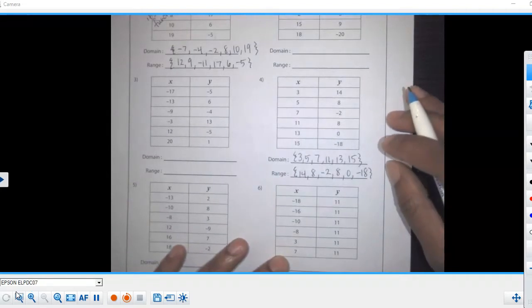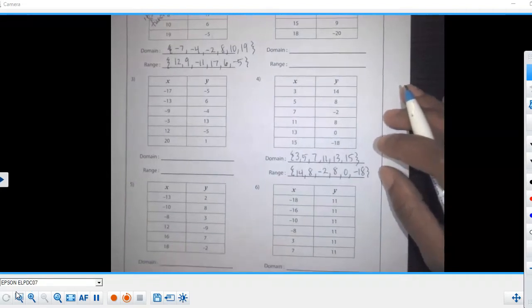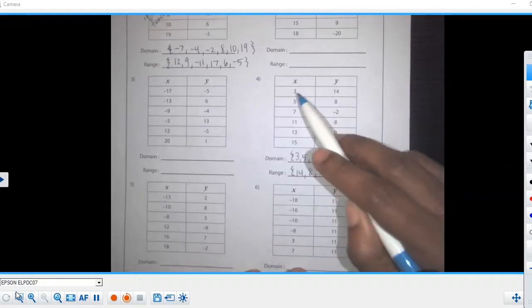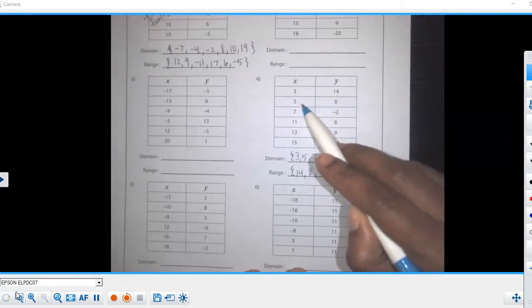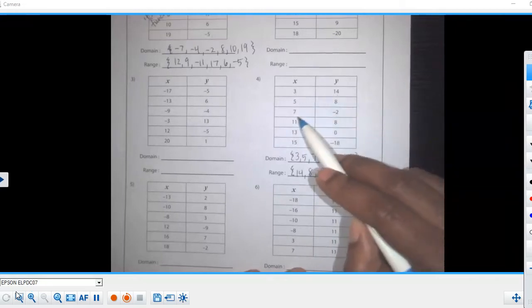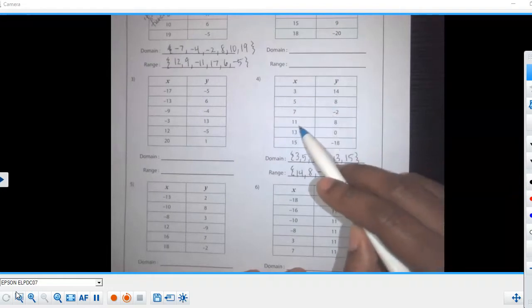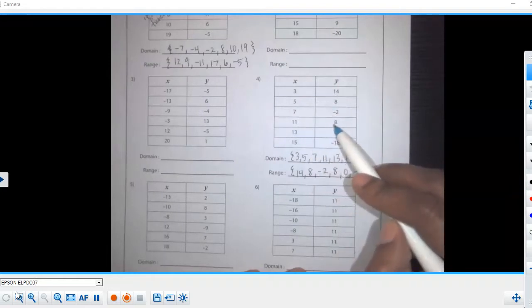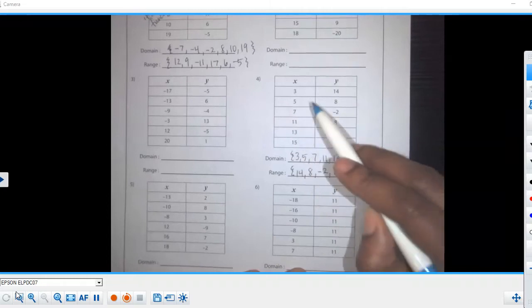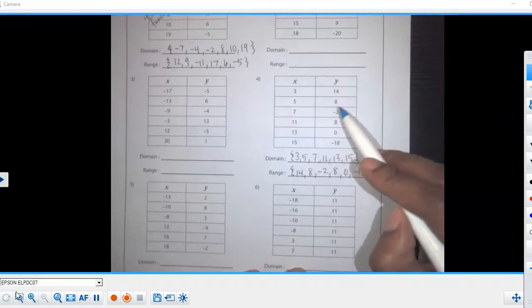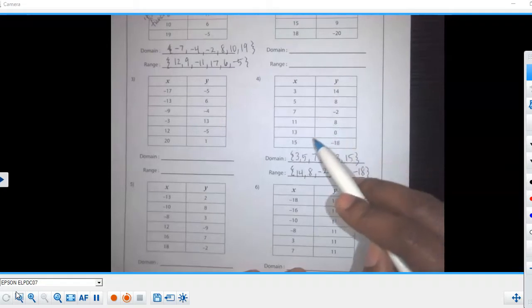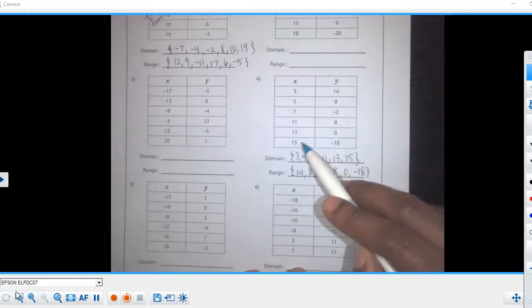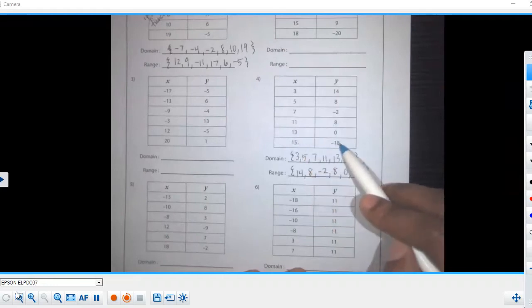Notice that as I go through this, what's really important, you guys, is that I am comprehending what I'm writing down, and now I'm going to go back to the table, and I'm going to say, okay, I input 3, I get out 14. I input 5 into some function, I get 8. I plug in 7, I get -2. I plug in 11, I get 8. So everything is looking good right here. I have one X for one specific Y, and they're all different. And then I get 13, 0, and then look right here, guys. I input 15, I get out -18.